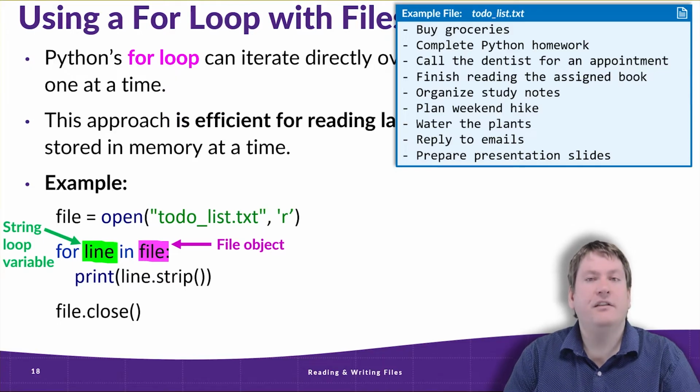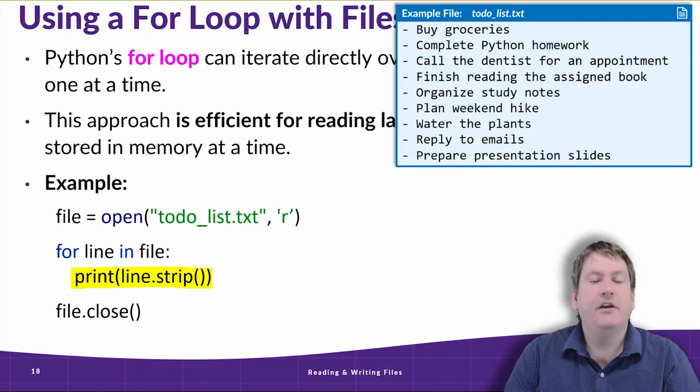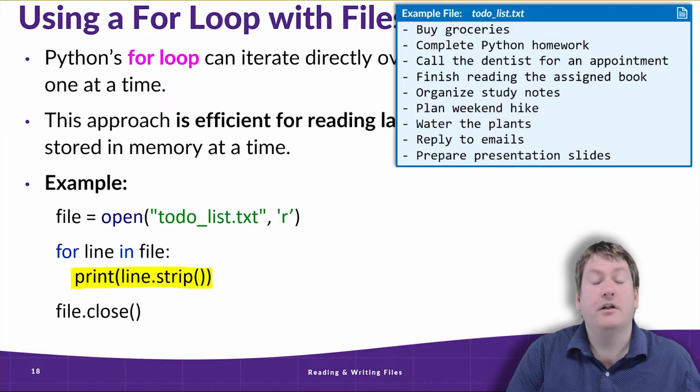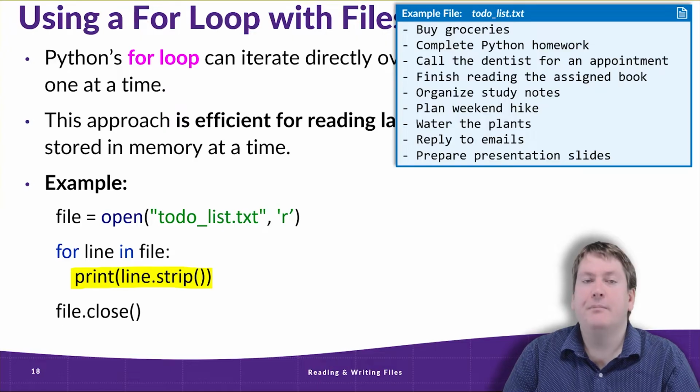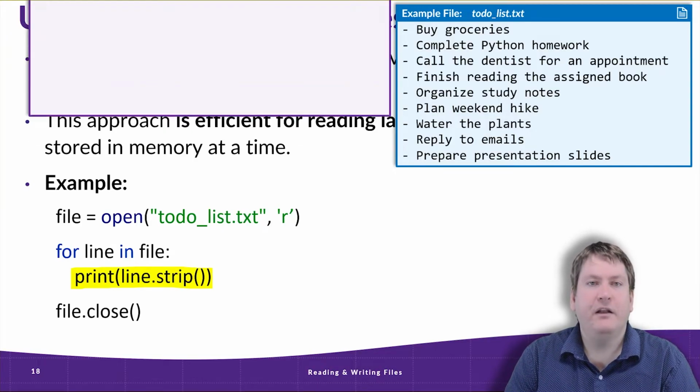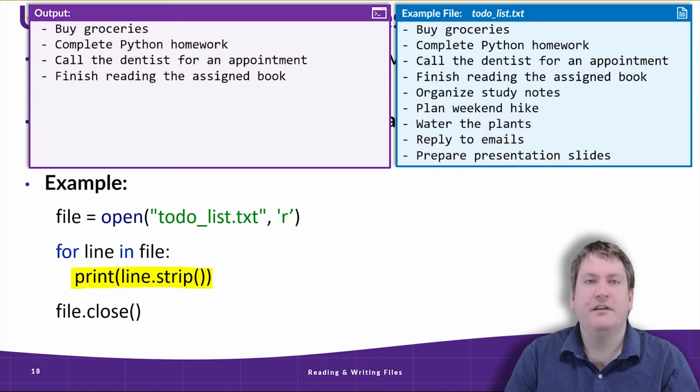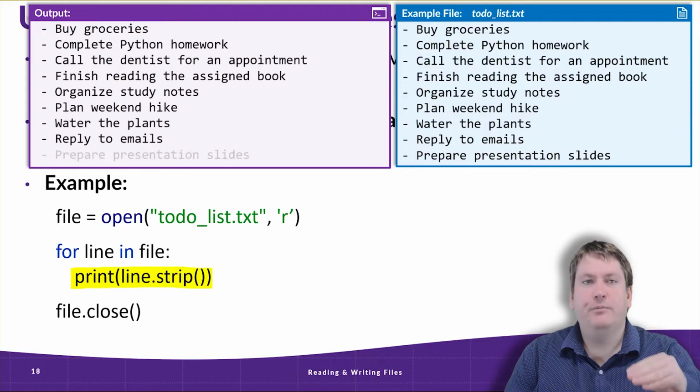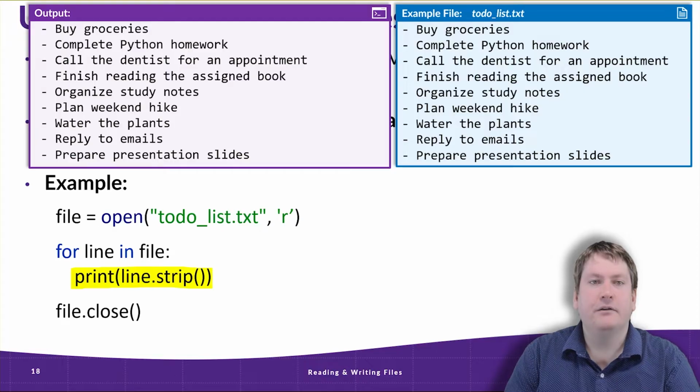So the first time this runs, it's going to be equal to buy groceries. Then the second time, it's going to be complete Python homework. Then the third iteration, it's going to be call the dentist for an appointment, and so on until we reach the end of the file where the loop will terminate. This line here simply prints the result, as well as calling strip on it to remove the line break, because just like with everything else we've seen, the line breaks are included. And the output would be pretty much what you expect. It's going to go through, and each loop, it's going to output a new line from that file.